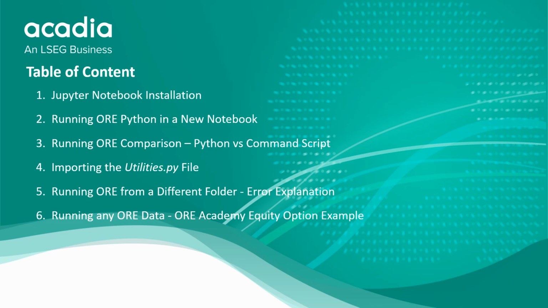Then I'll show you why it's always a bit complicated to run ORI when the current repository is not in the example you want to run. And finally, how to run ORI from anywhere else by showing you how to run the ORI Academy Equity Option example from the main repository. So let's open a Jupyter Notebook.